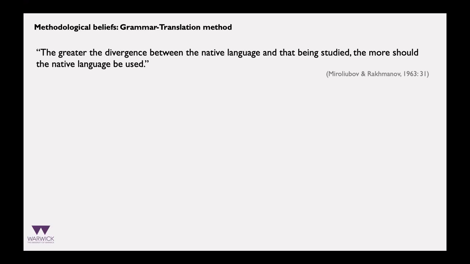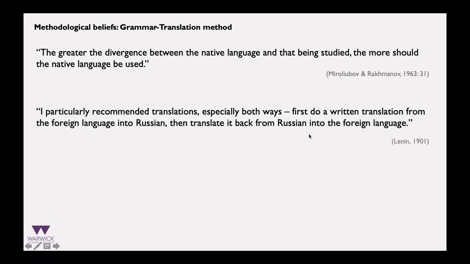And this perhaps came from lots of people's ideas, but of course, one of the most important people in the Soviet Union was Vladimir Ilyich Lenin himself, who in 1901 wrote to his sister saying that he particularly recommended translations both ways. You do a written translation from the foreign language into Russian, and then translate the Russian back into the foreign language. And actually, Mirolubov and Rachmaninoff quote this, slightly misquote it, but they quote this in this article in 1963 to say, this is what we should be doing.